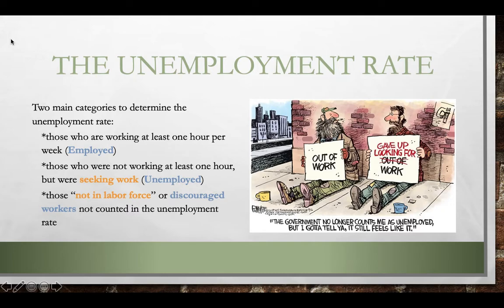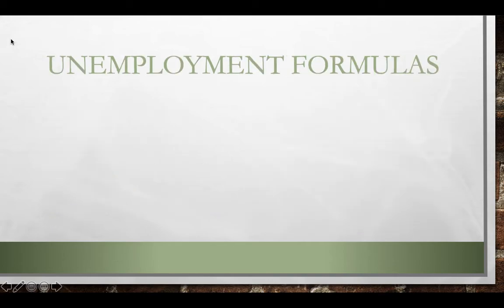And this becomes really important because you know what happens when you start messing with the bottom number of a fraction or the top number, right? It's going to change everything. If you start taking people out of being unemployed, it might make the unemployment rate look better, but does it tell us anything about our economy? No, people giving up looking for work is not a good thing. Okay? So we have employed and unemployed, and then we have discouraged workers.